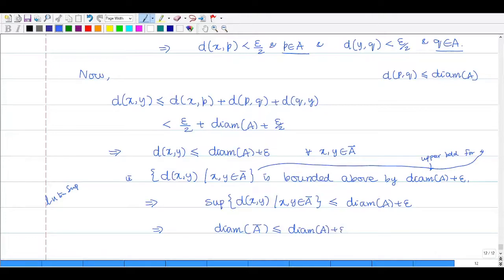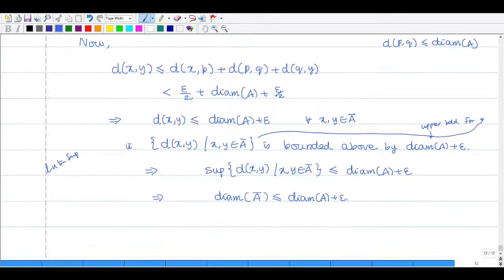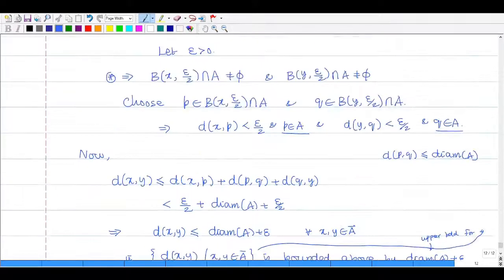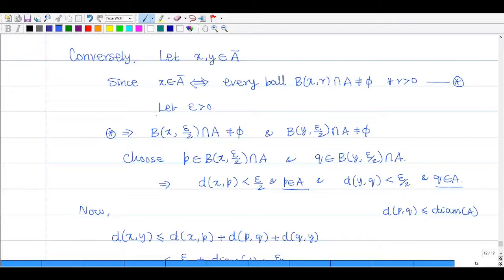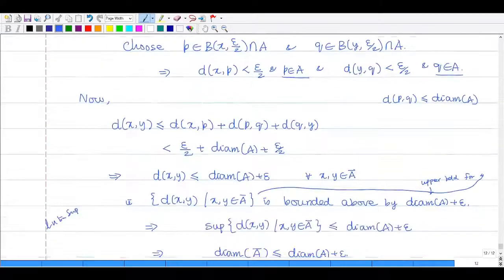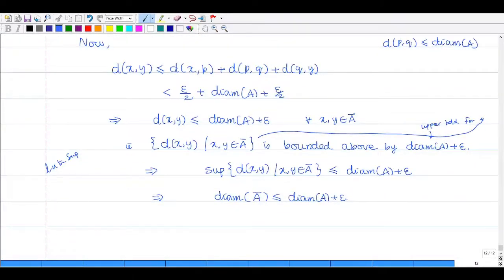Since epsilon is arbitrary, I just took epsilon positive, I have shown that the diameter of A closure is less than or equal to the diameter of A. Since epsilon positive is arbitrary, we have that the diameter of A closure is less than or equal to the diameter of capital A.